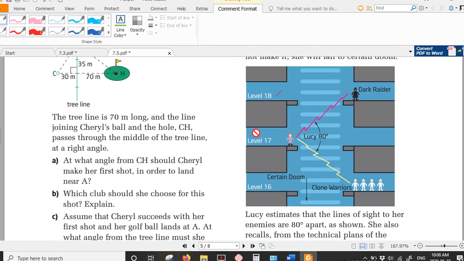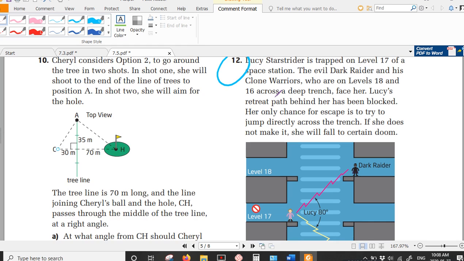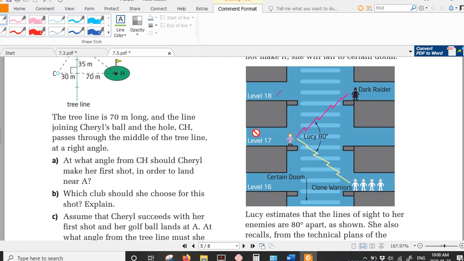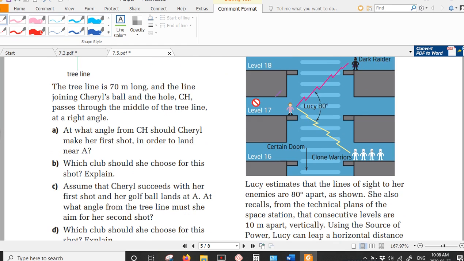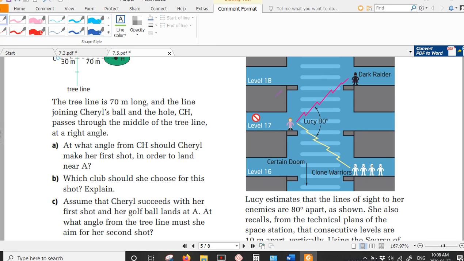Number 12. This question, let me just double check what the numbers are like. Level 18, blocked, 80 degrees. Consecutive levels are 10. Okay. So I know that that's 10, and that's also 10.